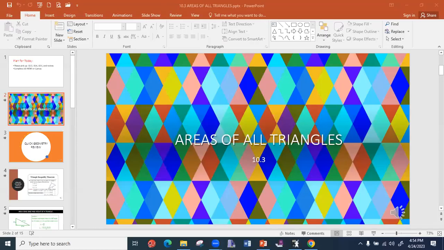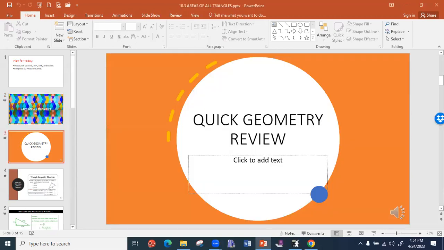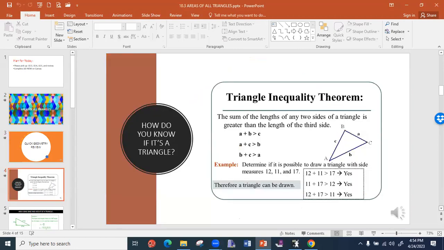All right, so quickly going over 10.3, areas of oblique triangles. When we talked about areas of oblique triangles, we did a quick geometry review. Going over your geometry, what did you learn in geometry? First, the triangle inequality theorem, which tests whether three sides can make up a triangle.